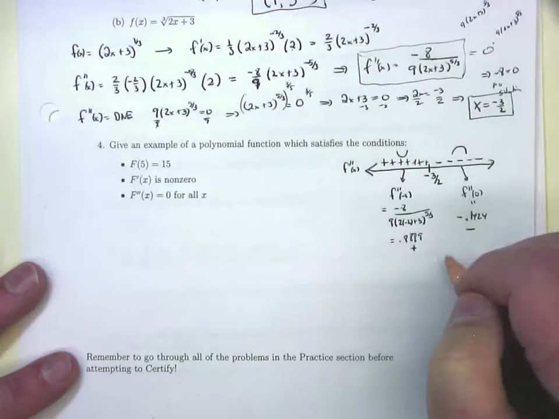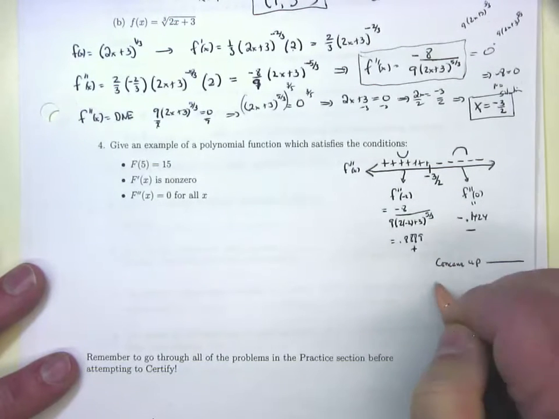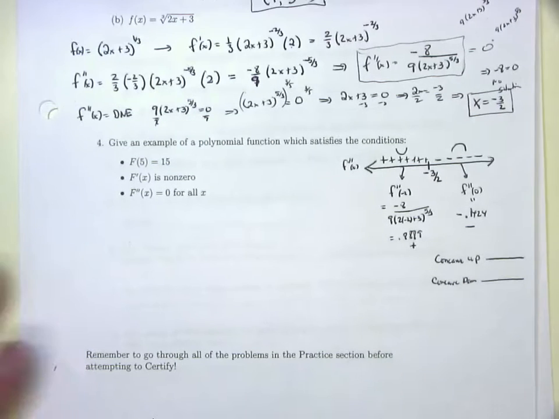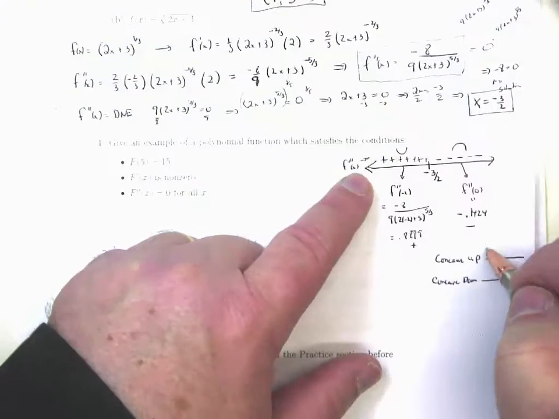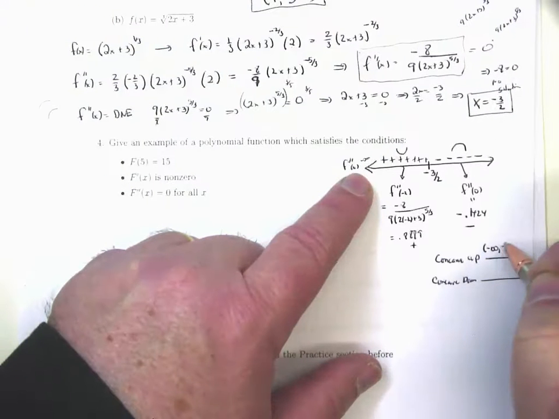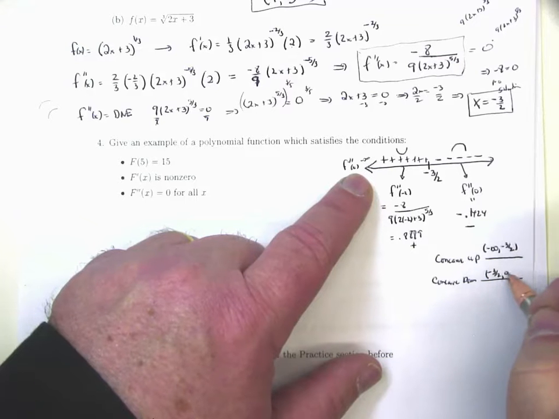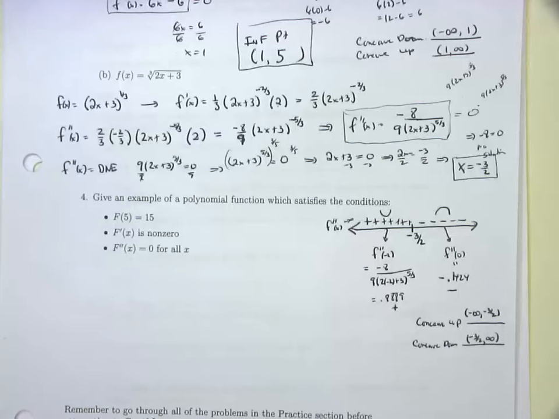So to answer the question, where am I concave up? Give me the interval. And where am I concave down? Give me the interval. And again, on Hawks, you're going to type in parentheses. It's going to be an interval answer for intervals of concavity. So I'm concave up from negative infinity to negative 3/2, and I'm concave down from negative 3/2 to infinity. Does that make sense?